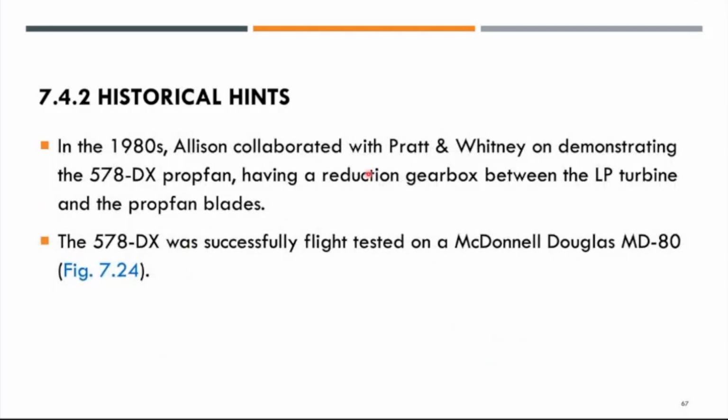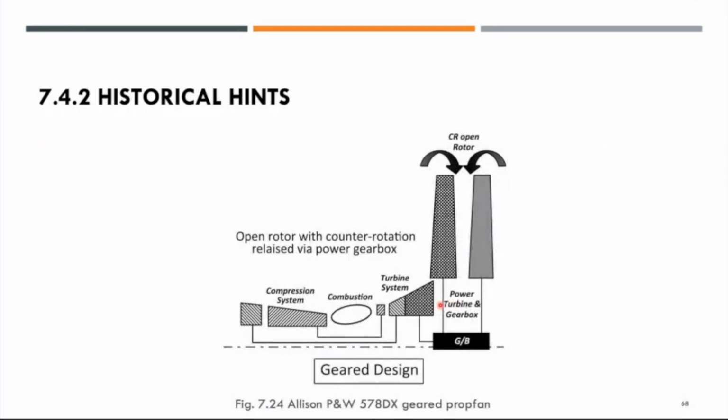In the 1980s, Allison collaborated with Pratt & Whitney on demonstrating the 578DX Propfan, having a reduction gear between the low pressure turbine and the Propfan blades. So the engine itself was successfully flight tested on a McDonnell Douglas MD-80 as shown in this figure 724. Okay, this is the Allison Pratt & Whitney 578DX geared Propfan schematic diagram for the open rotor with counter rotation relays via power gearbox. Okay, there's a gearbox connected to the counter rotating open rotor, right?